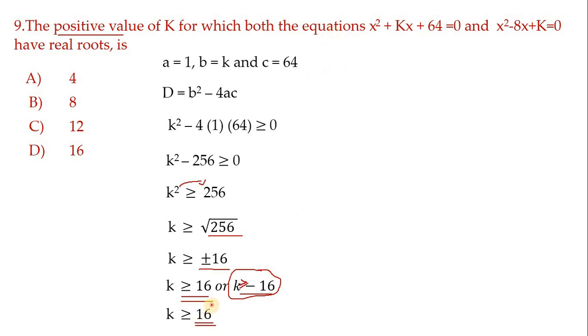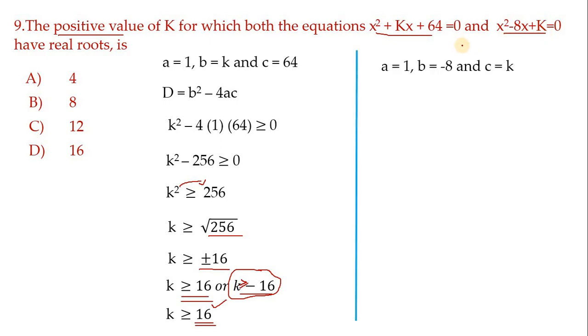See how we have found this k value for the first equation. In a similar way, find it for the second equation. So identify the values. It is already in standard form, children. So a value is 1, b value is minus 8, and c value is k. Take the discriminant finding formula, and the same condition we have to use. Because they said real roots, real roots will exist for two conditions: one is greater than 0 and another is equal to 0.